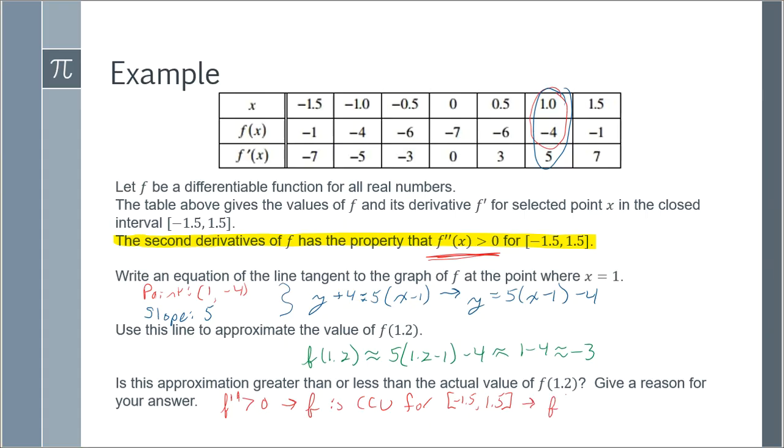That means that our estimate is going to be, if I draw a little example here, there's a concave up curve, here's my tangent line underneath, so my estimate is an underestimate. Or, using more notation, that -3 is smaller than the actual value of f of 1.2.